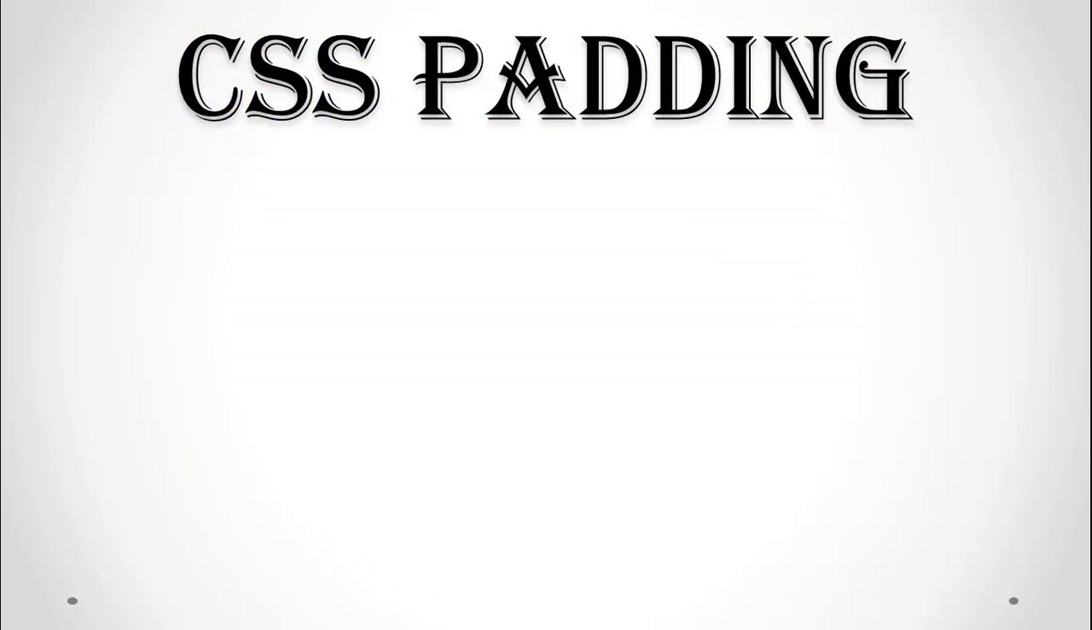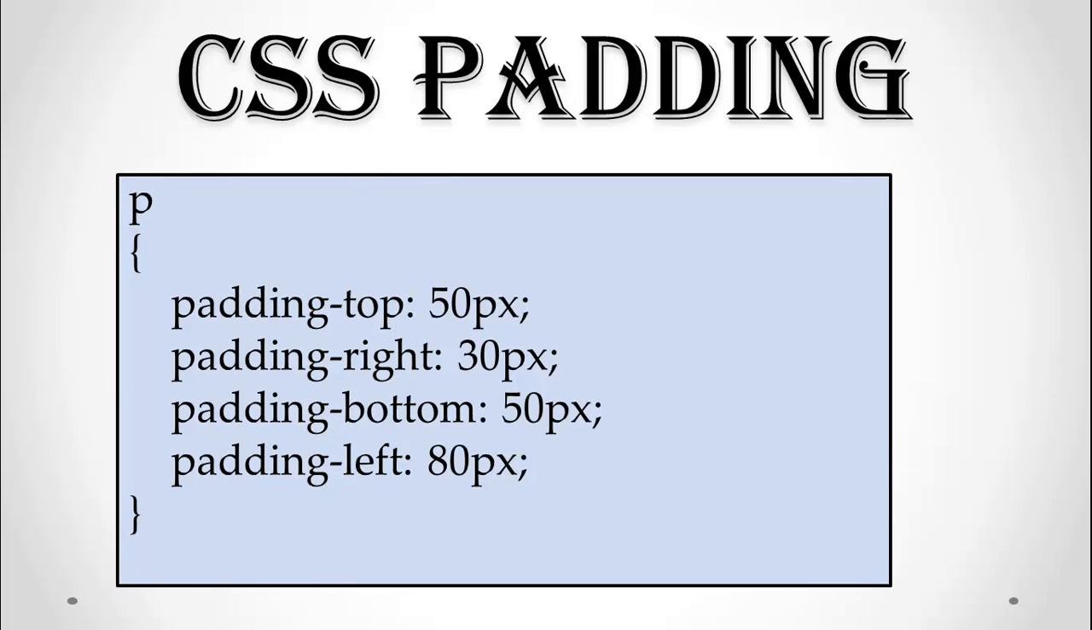Now CSS padding. The CSS padding properties are used to generate space around content. The padding clears an area around the content of an element. With CSS, you have full control over the padding. There are CSS properties for setting the padding for each side of an element: top, right, bottom, and left.